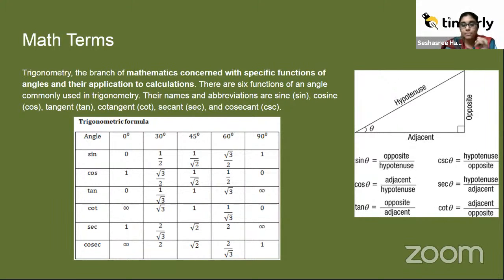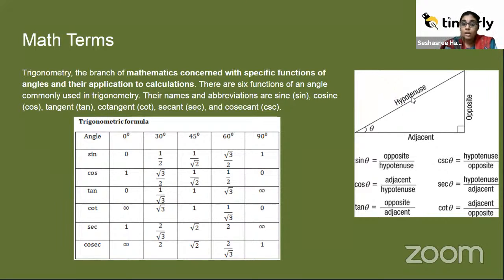The first one is sine. It is written as sin. And cosine. Next is tangent, and cotangent, and secant, and cosecant. So in total we have six functions to find out the angle in a right angle triangle. So this trigonometry is used to find out the angle in a right angle triangle and also the sides of this right angle triangle. The sides of a right angle triangle are called adjacent side, opposite side and hypotenuse.